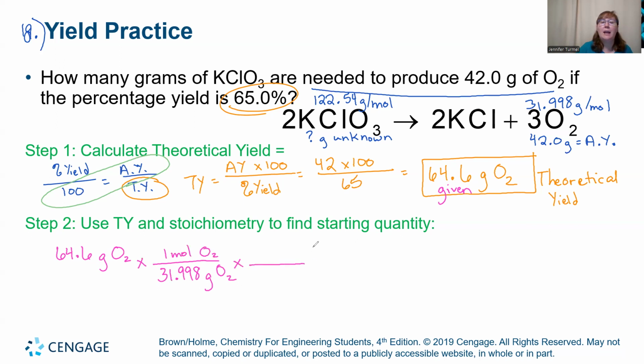And now I need my mole ratio, and that is 3 moles of O2 on the bottom to 2 moles of KClO3, potassium chlorate. Just as a little reminder there, KClO3 is potassium chlorate. And every 1 mole of KClO3 has a mass of 122.54 grams.